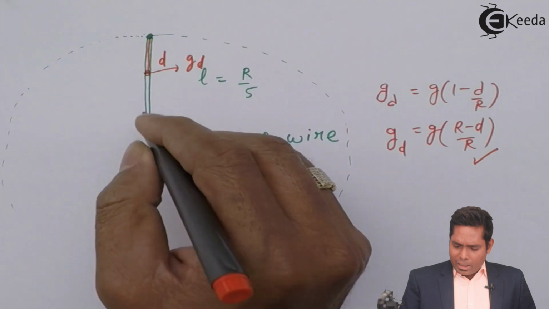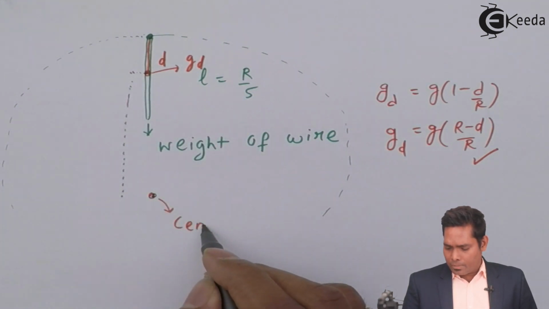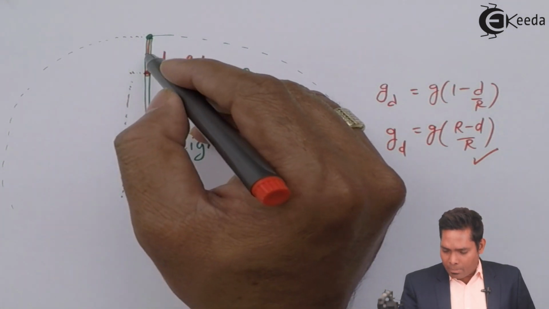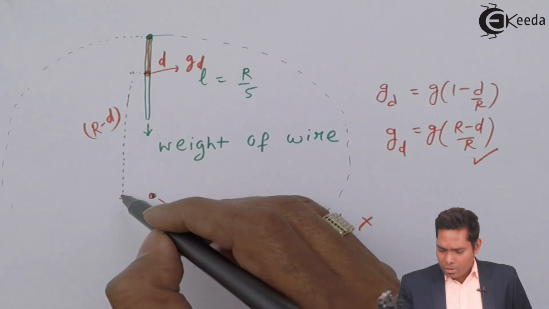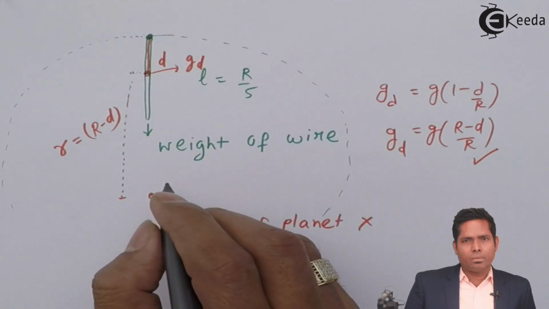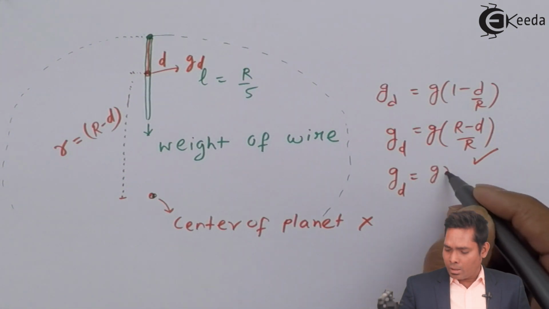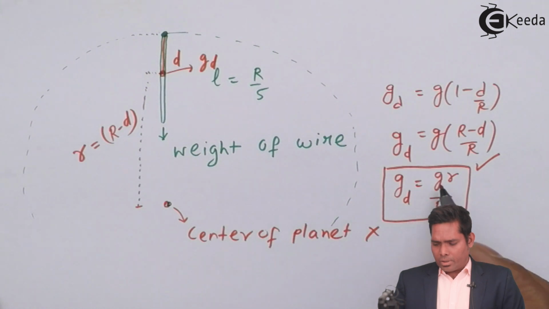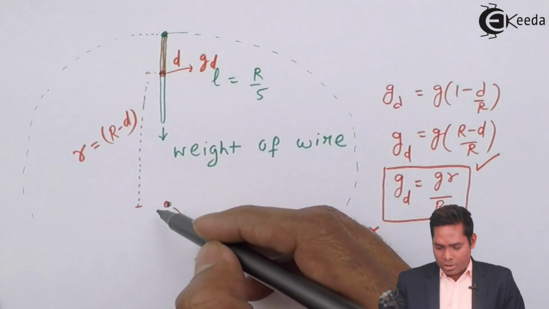Now if I say that this is the center, and I concentrate on this point, then this point is at a distance how far from the center of the earth? If this is the center of planet X, how far is it from the center of this planet? If this is d, then this is R minus d. This R minus d is nothing but the small r, we say. Small r is the point where we want to find the acceleration due to gravity, from the center of the earth. So from the center of the earth, its distance is r. So from here I get g_d equals g_r by R. So now g_d is g_r upon R, that means the acceleration due to gravity at any depth d below is proportional to r. That means it depends on the distance of the point from the center.